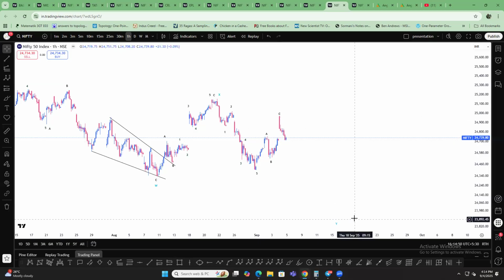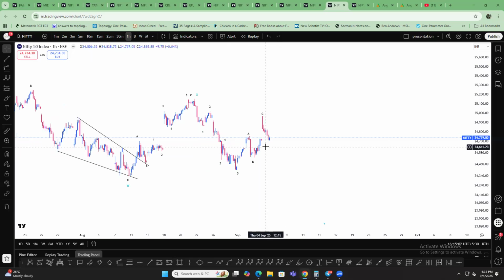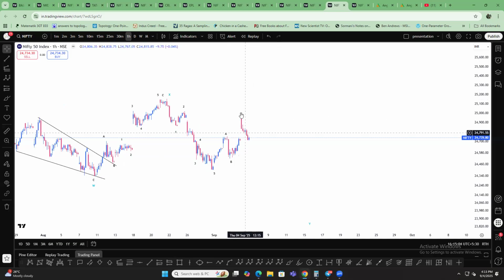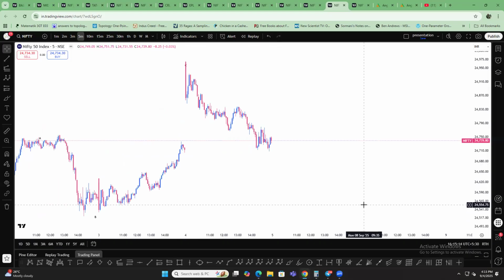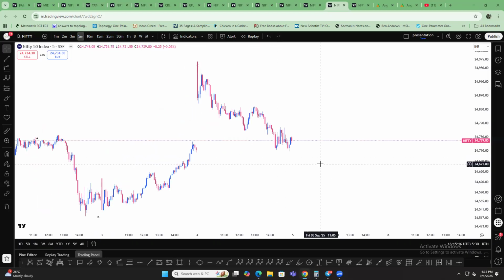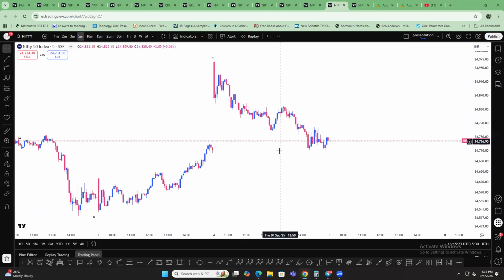Now, if we analyze these, some people say that this is not ABC. This is 1, 2, 1, 2, 3, 4, 5. It may proceed, but for that reason, we'll analyze these. Let's do that in a smaller time frame, the 5-minute time frame, and see how this correction is unfolding.